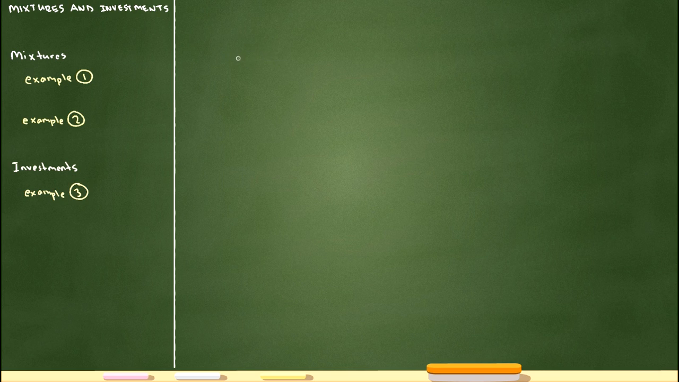So if you recall, the standard form of a line could be written as ax plus by is equal to c. So in this standard form of a line, you could think about this as some quantity A of X plus some quantity B of Y equals some known quantity C. Okay, and so that's the application that we're going to be taking advantage of in these mixtures and investment problems.